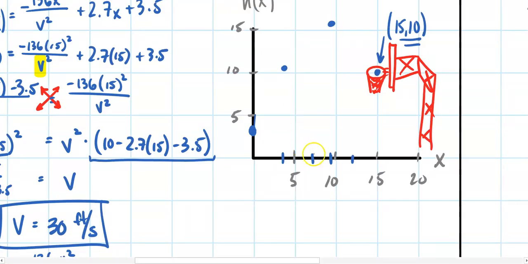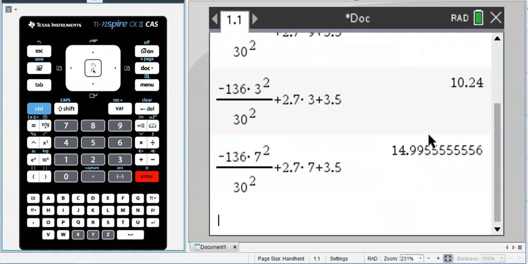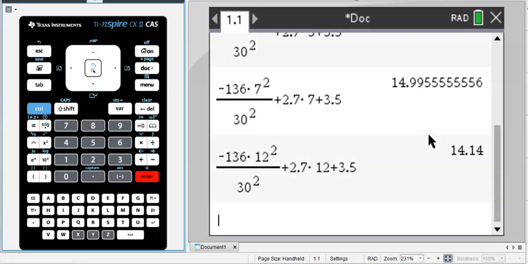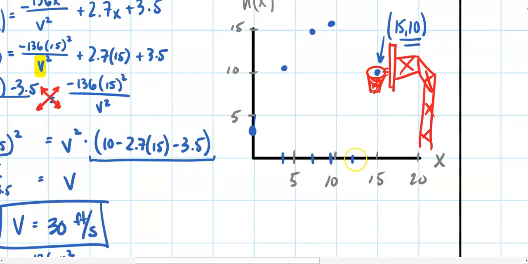I'll go ahead and round that. And then again, we'll use the number 12. And that height comes out to be 14.14. Graphs are inherently inaccurate, so we're making our best educated guess as far as the position of these data points go. But I think it seems relatively reasonable to think that a ball could follow this particular trajectory as we're throwing it towards the hoop.